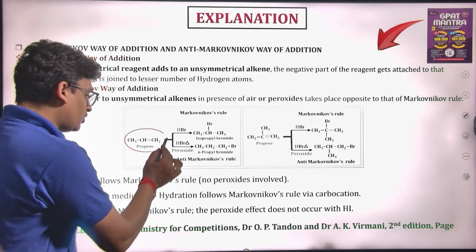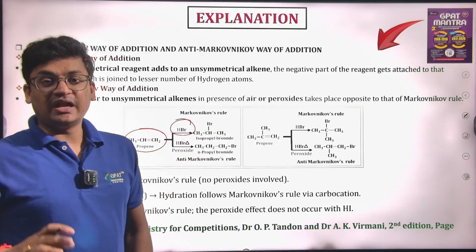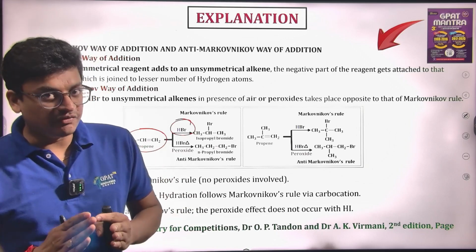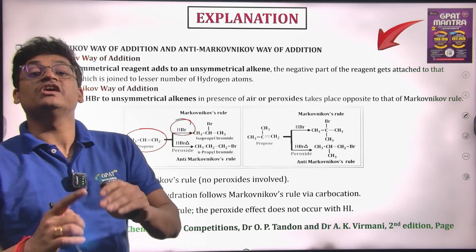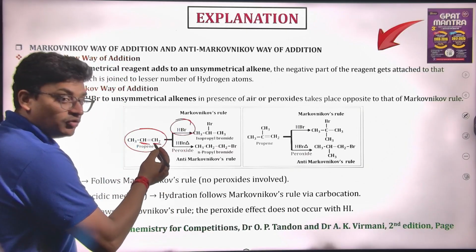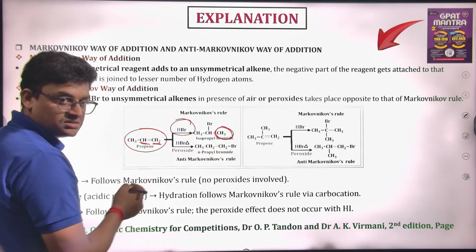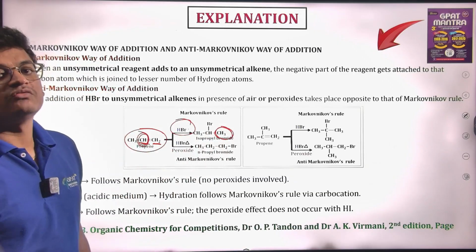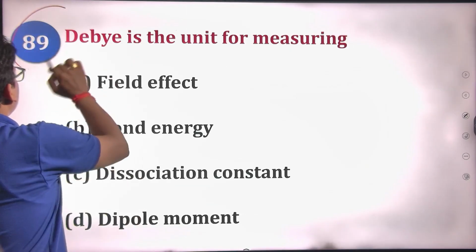Look, this is your propene. If we are adding HBr without any peroxide, the electrophilic part of the reagent, that is H plus, will be added to that double bonded carbon that is having the greater number of hydrogen atoms. This carbon is having one hydrogen, this is having two hydrogens. So H will be added to this carbon and it becomes CH3, while the Br minus will be added to the carbon that is having the lesser number of hydrogens.